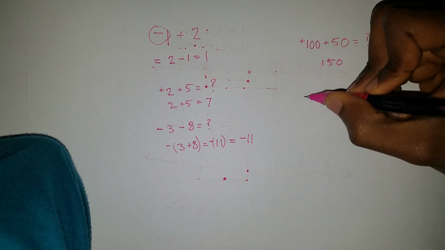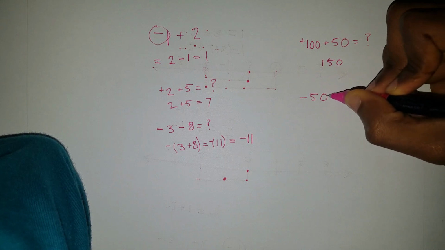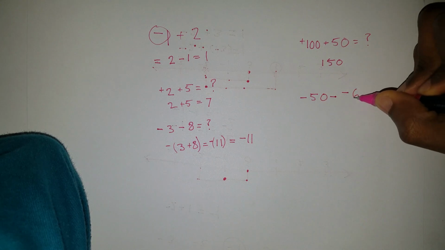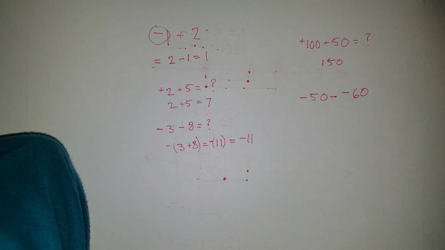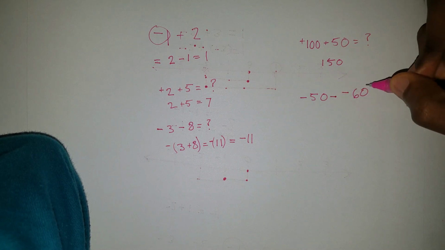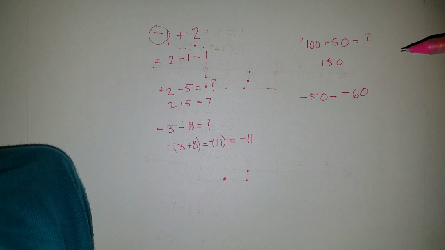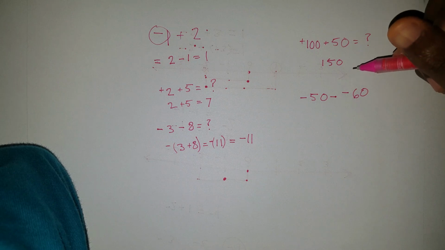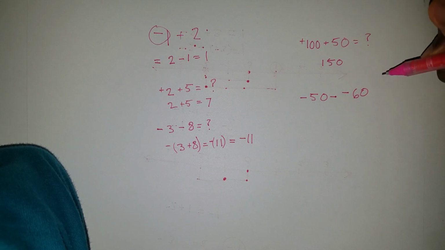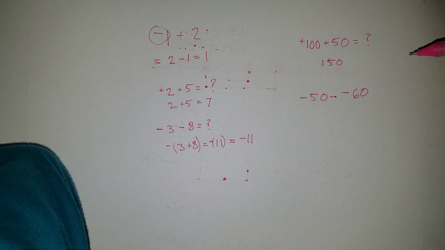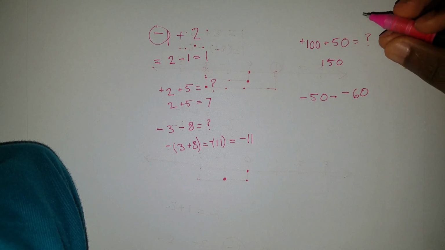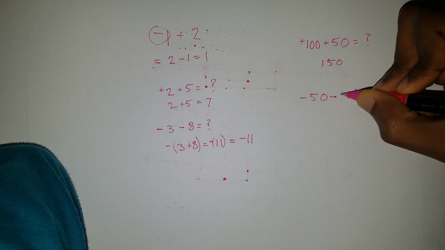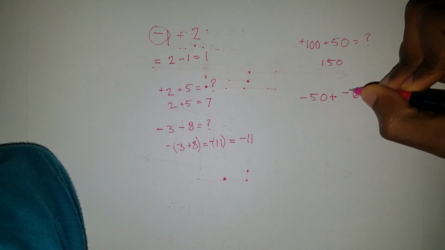Let's do another. -50 minus -60. We have two negatives here. As you saw on the number line in the last video, if you subtract a negative number, what you're doing is in fact adding it to the right side past the 0 on the number line. So what you're in fact doing when you see two negatives right next to each other is adding them.